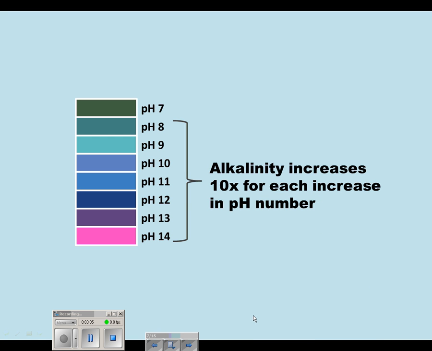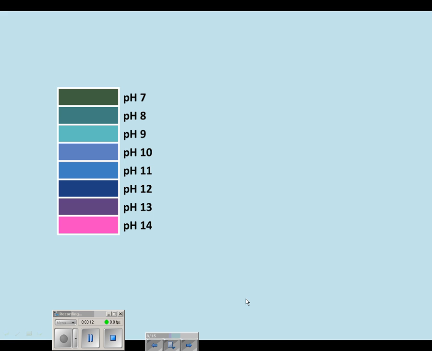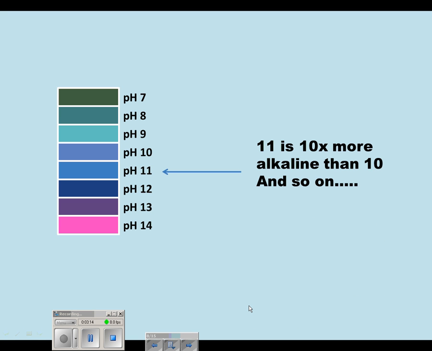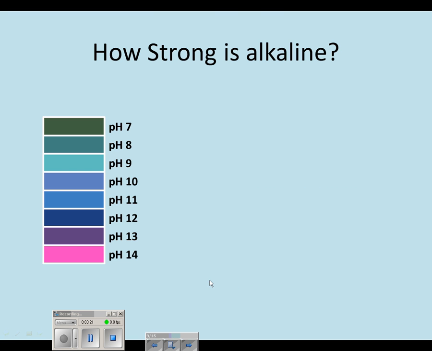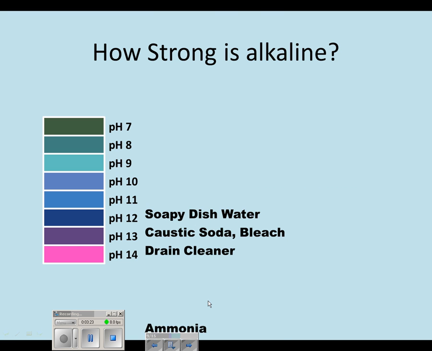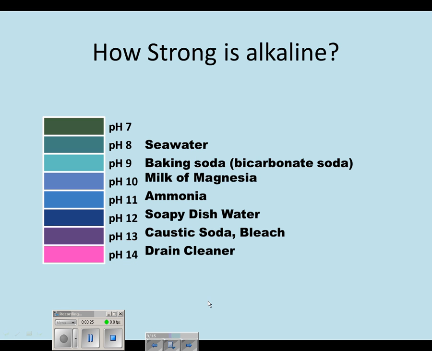and alkalinity increases 10 times for each increase in pH number, just like it did in acid, but now we're going the opposite way on the scale. So 11 is 10 times more alkaline than 10, and so on. Right? So let's look at some substances that are alkaline. Seawater is about pH of 8, baking soda 9, and we go all the way down to soapy dishwater. It's going to have a pH of 12, and pH 14 would be your drain cleaners.